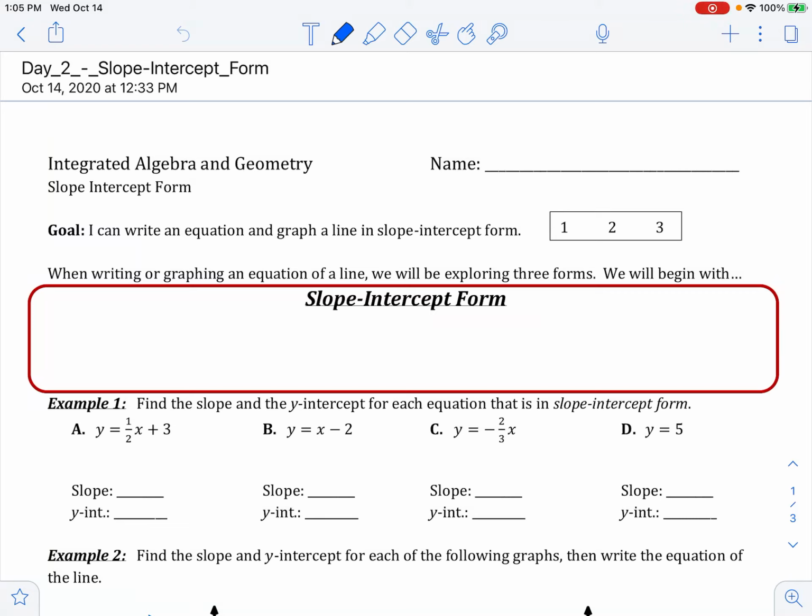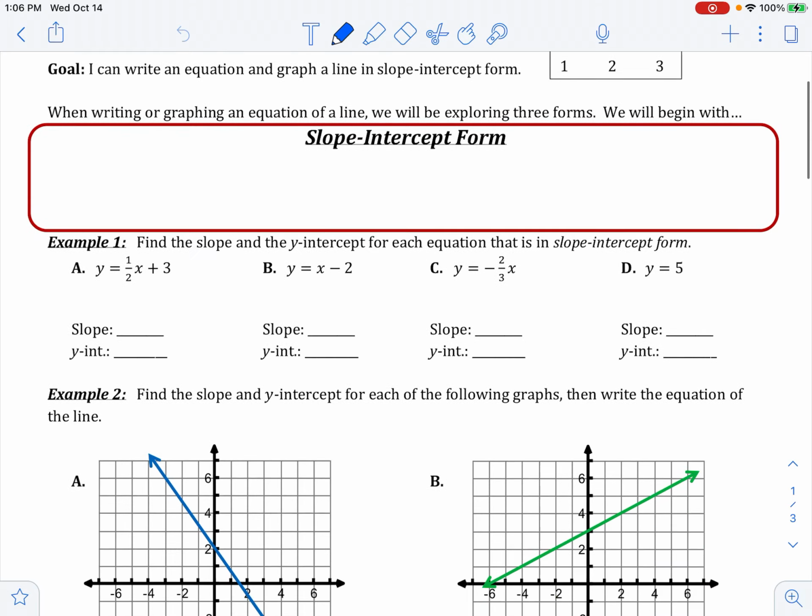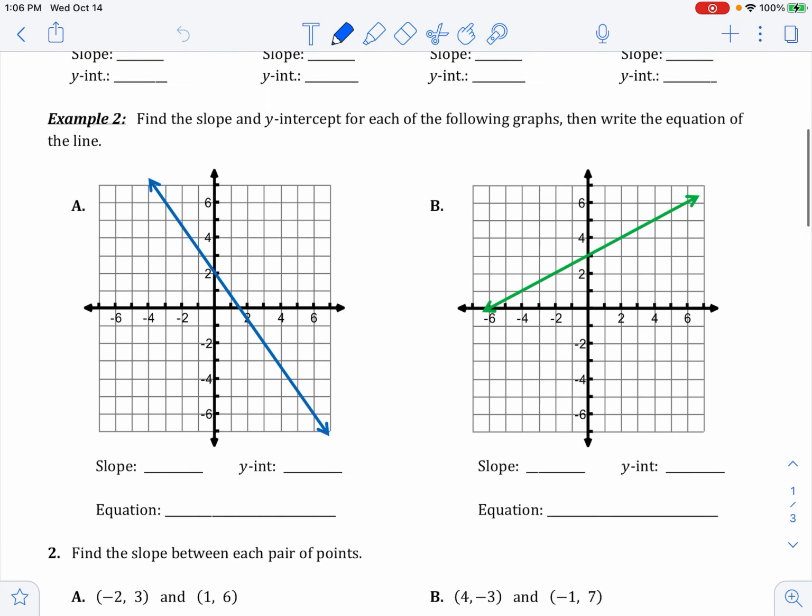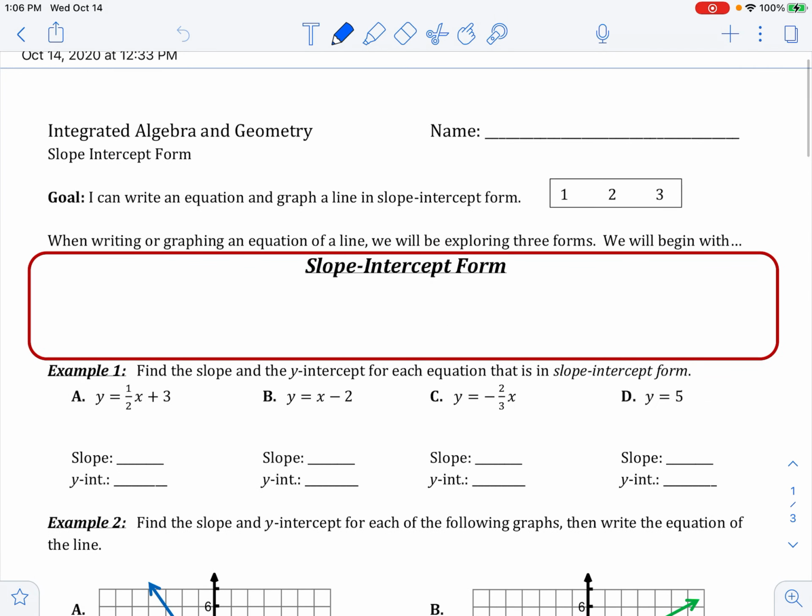All right, so these notes are on slope-intercept form. We have one goal for today: I can write an equation and graph a line in slope-intercept form. If you already know how to do this, you can give yourself a 3. If you're like, nope, I need a big reminder on how to do this, give yourself a 1. And if you're like, I think I can do the whole worksheet, but I'm not positive, then you can give yourself a 2. Usually it's hard to give yourself a 2. You either know it or you don't.